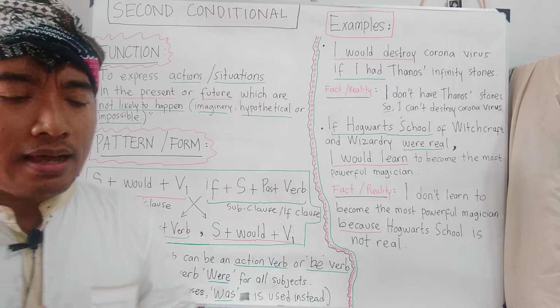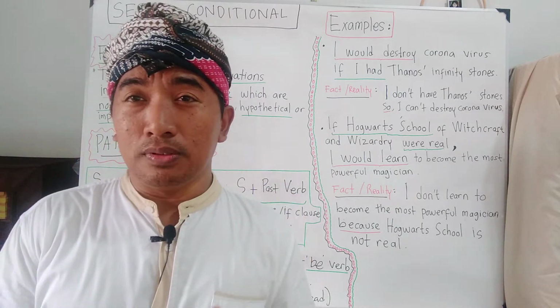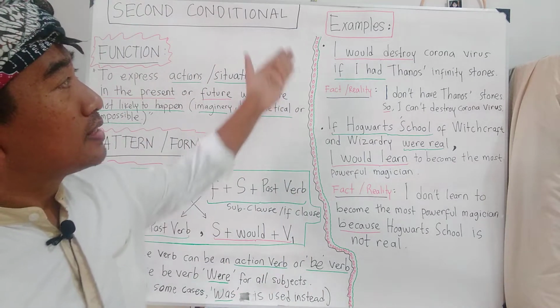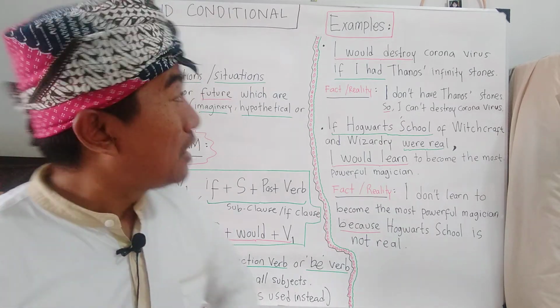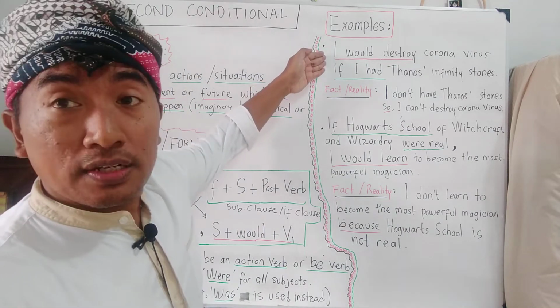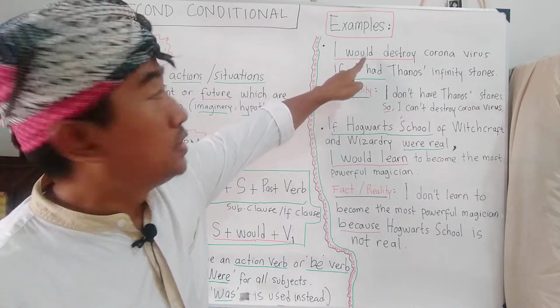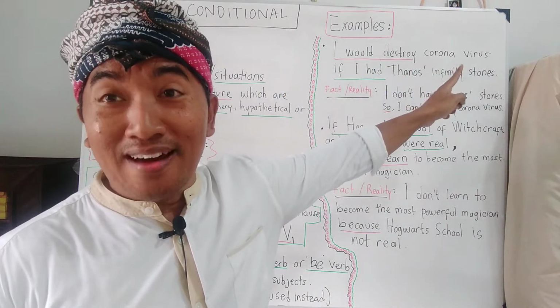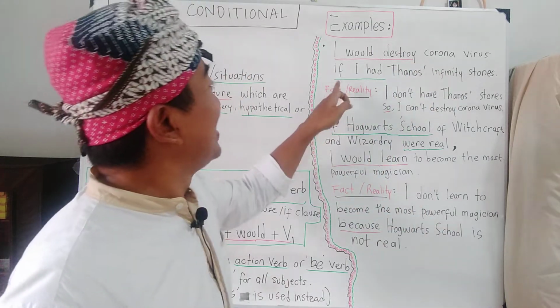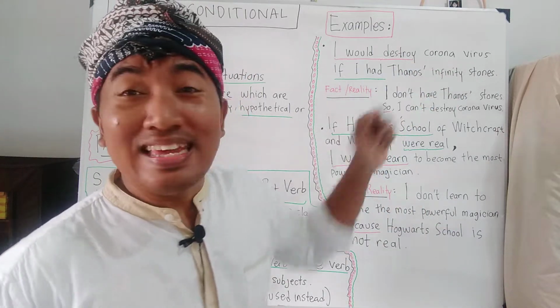Now, what about making it into example sentences? Now, let's have a look at the example, shall we? Okay, let's have a look at this pattern. So, I would destroy coronavirus if I had Thanos' Infinity Stones.